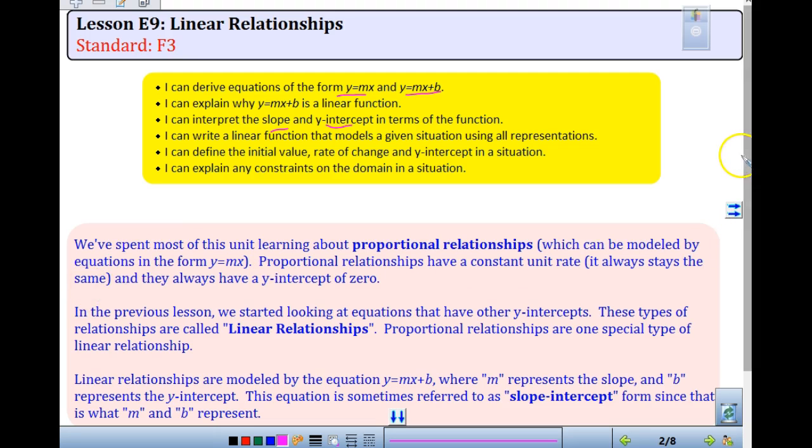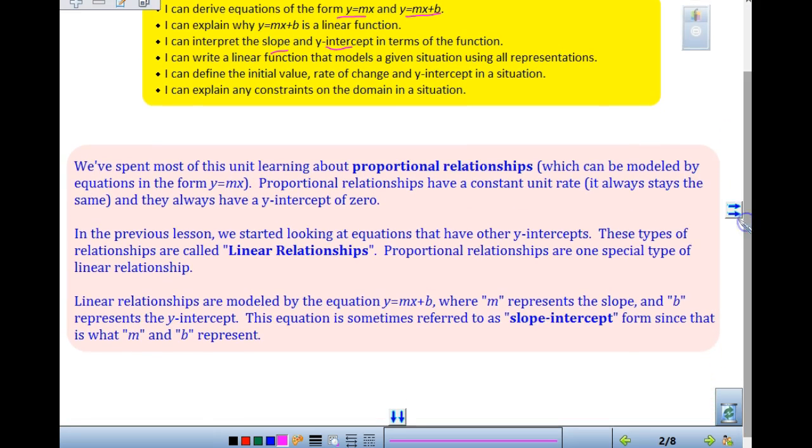We spent most of this unit learning about proportional relationships, which can be modeled by equations in the form of y equals mx. Proportional relationships have a constant unit rate. It always stays the same, and they always have the y-intercept at 0. So proportional relationships always have that same rate of change, always have the y-intercept of 0, and it's that constant one. Grace, you want to continue?